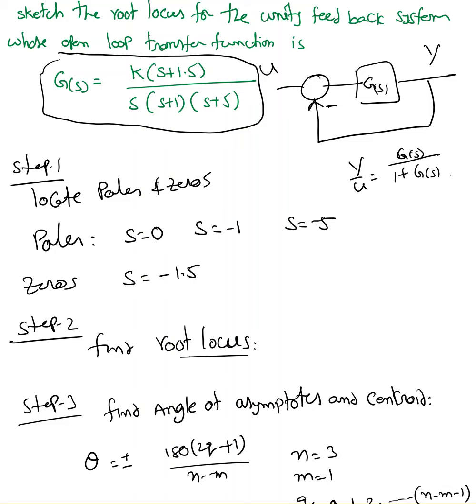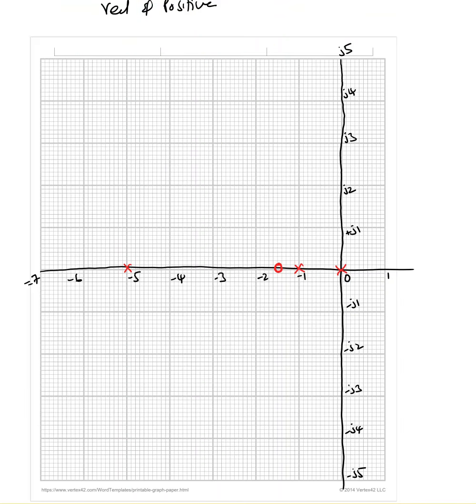Now step 1, locate the poles and zeros. For the poles, make the denominator equal to 0: s equal to 0, s equal to -1, s equal to -5. Those are the poles. And for the zeros, make the numerator equal to 0, and I end up with s equal to -1.5. Now label them in the graph. So in step 1, I'm labeling all 3 poles I have at 0, -1 and -5, and there is a zero at -1.5.